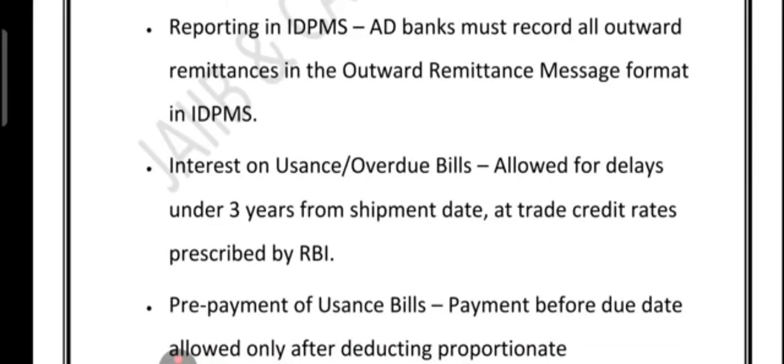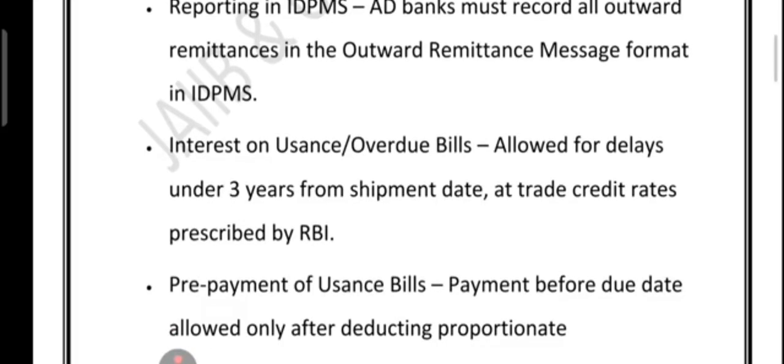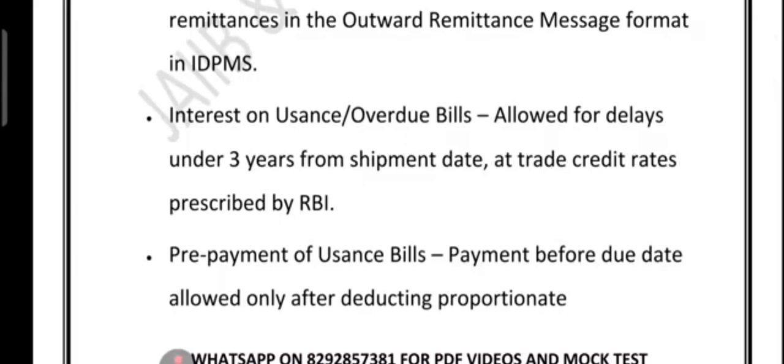And suppose your payment got delayed, say you are paying through Usance bill or your payment is overdue. So interest is allowed up to 3 years after shipment, but only at the trade credit rate approved by the RBI. So what I'm telling you is that if your payment gets delayed, like if you are paying through Usance bill or your payment is overdue, yes, interest is allowed. Interest is allowed up to 3 years after shipment, but only at the trade credit rate approved by RBI.